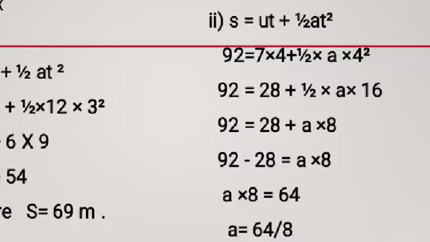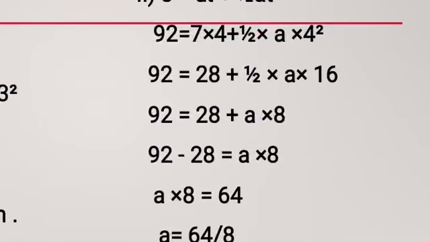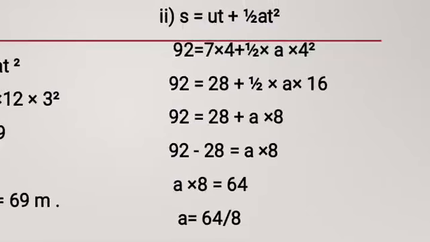In the second one, displacement is given as 92, but we have to find the acceleration. The a value is not given. Put the respective values in the formula: displacement 92 equals initial velocity 7 into time 4 plus half into a into 4 square. Solve the sum, and we get the acceleration value, which is 8 meter per second square.